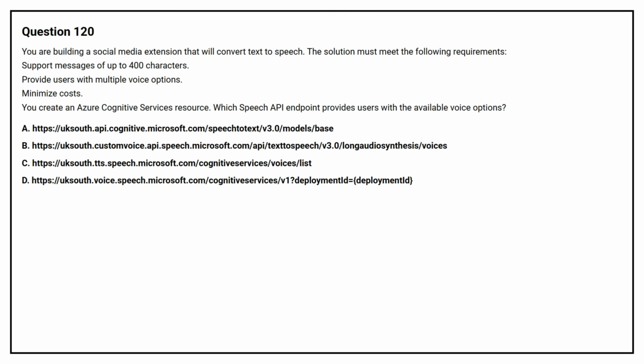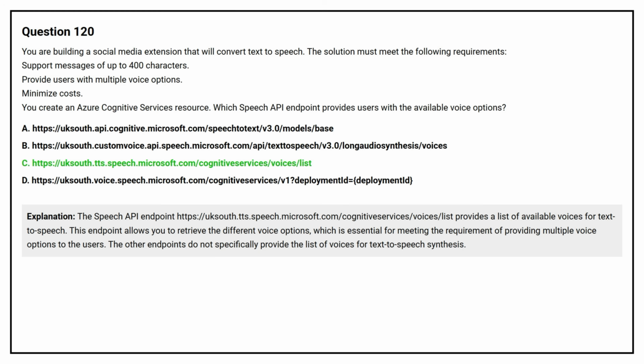Option A, Option B, Option C, Option D. The correct answer is Option C. The Speech API endpoint provides a list of available voices for text to speech. This endpoint allows you to retrieve the different voice options, which is essential for meeting the requirement of providing multiple voice options to the users. The other endpoints do not specifically provide the list of voices for text-to-speech synthesis.